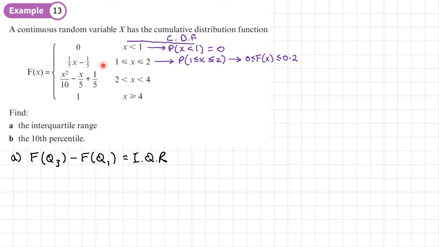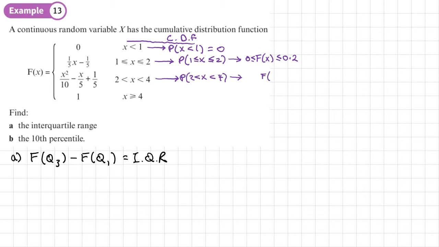Now the way that I work those out is I put a value of 1 into here, so 1/5 times by 1 minus 1/5. So I'm starting from a probability of 0 at this end, and because it's cumulative, the probability is going to keep increasing. It won't go back down again. And to find the value at this end, I put 2 into this function. So 1/5 times by 2, which is 2/5 minus 1/5, which is going to be 1/5, which is 0.2. Then for the next row here, this is going to tell me the cumulative probability for x between 2 and 4.